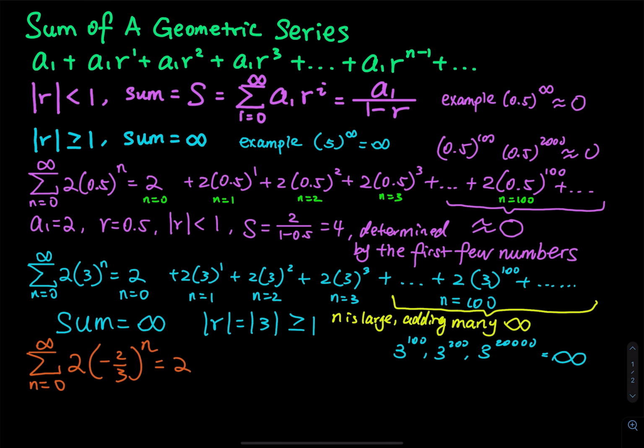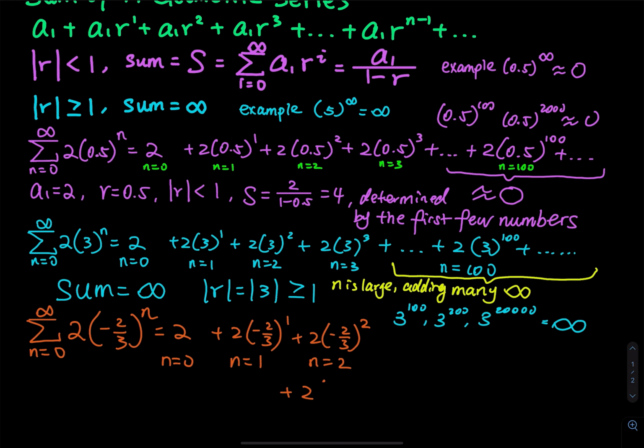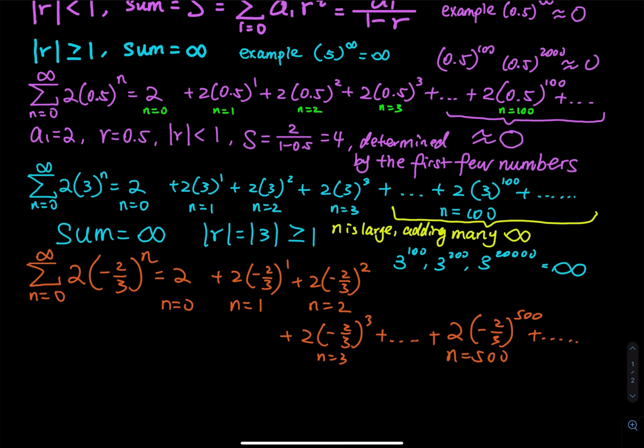When n is 0, we have no fraction. And then when n is equal to 1, you have 2 times negative 2 over 3 raised to the first power. When n is 2, you have 2 times negative 2 over 3 raised to the second power. And when n is 3, negative 2 over 3 raised to the third power. And then you keep on going, right? So when n is equal to 500, you have 2 times negative 2 over 3 raised to the 500th power, and then you keep on moving.